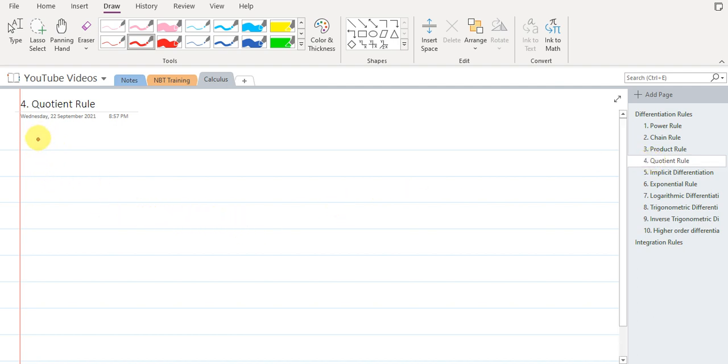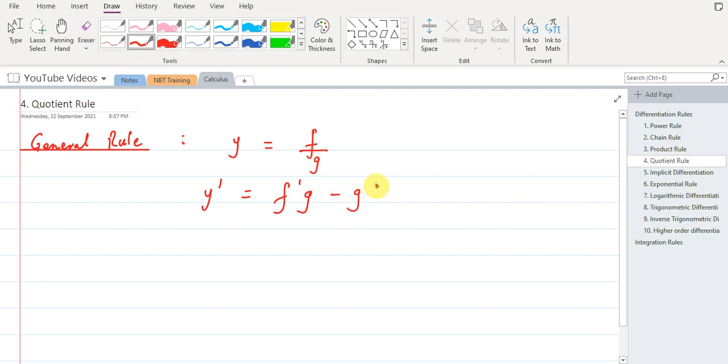Okay, so let us look at the general rule for the quotient rule. We have a quotient of two functions, which is f over g, a function f divided by the function g. So y prime is equal to f prime g, differentiate the top, leave the bottom, subtract, differentiate the bottom and leave the top, divided by the denominator squared.